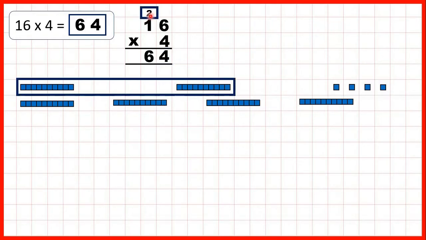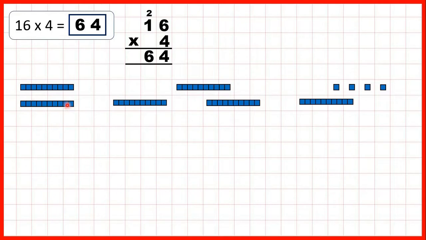And we write 2 above the next place value column along, so here above our tens column, because now that we've regrouped, we've made 2 extra tens. Now what we have below these 4 tens here, we got from multiplying 1 ten by 4, but because we've made 2 more tens, that means that we have 6 tens here altogether. So that's why our answer is 64.